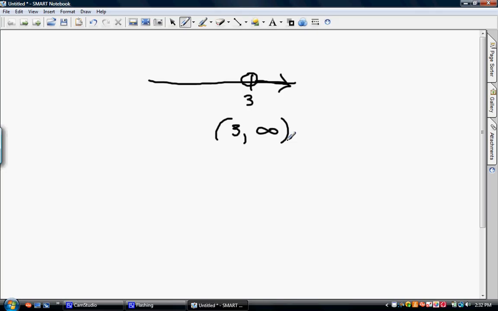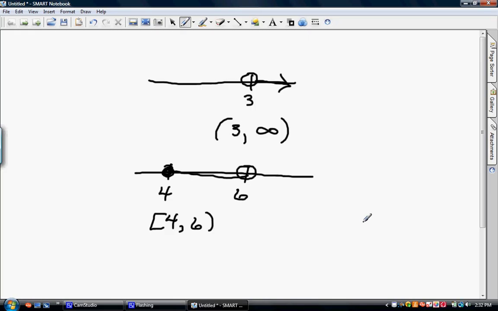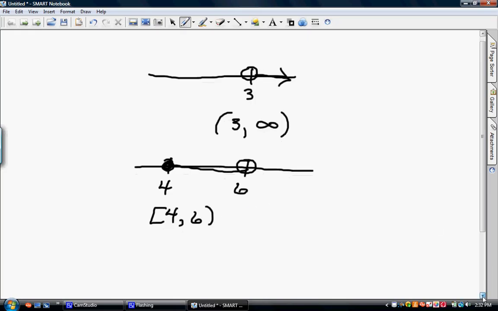If, for instance, we get an answer, and we will get some answers that look like this, that has on it maybe a 4 with a closed circle, and our line going to 6 with an open circle. This would mean that we would have an interval notation of 4 with a bracket because it's a closed circle, and 6 with a parenthesis because it's an open circle. So we have some different kinds of answers.